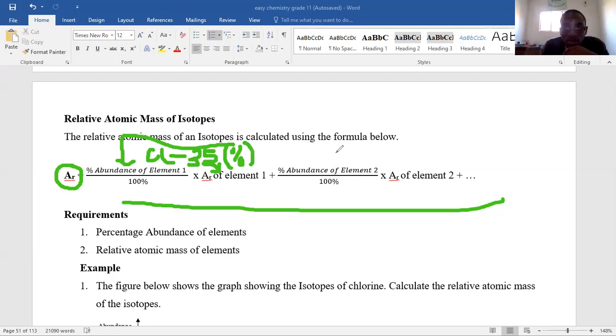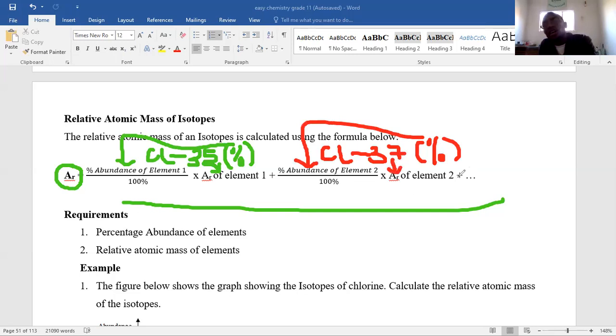Then we're going to have another chlorine, chlorine 37, which will have its own percentage abundance, and then this is what goes there, and then the relative mass goes there. If we had another chlorine, the calculation continues depending on the number of isotopes that you have. But in this case, we limit ourselves to just two isotopes. The requirements: you need to know the percentage abundance of an element, and you need to know the relative atomic mass of that particular element. So let's quickly look at the example.